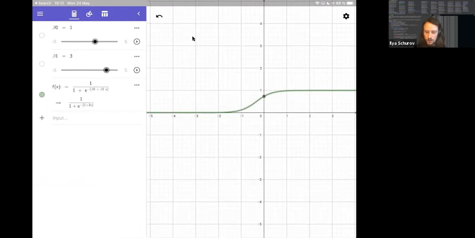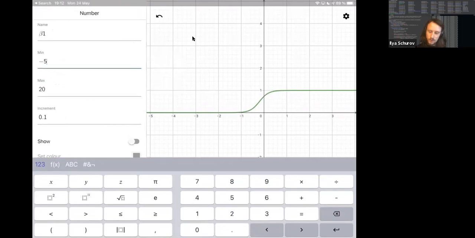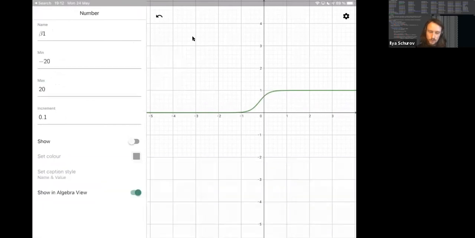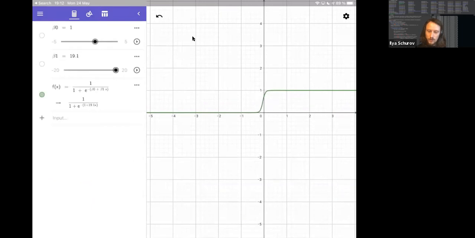This is what happens when I change beta 1. You see that it becomes more or less steep. And if it is negative, then it becomes a decreasing function. And if it is positive, it is increasing. In fact, I can even get here larger values, and you see that I can make it almost a sharp step. And this beta 0 just shifts this to the left or to the right.